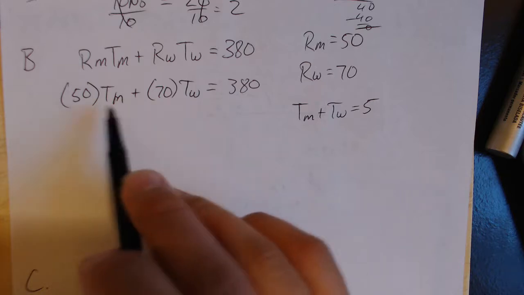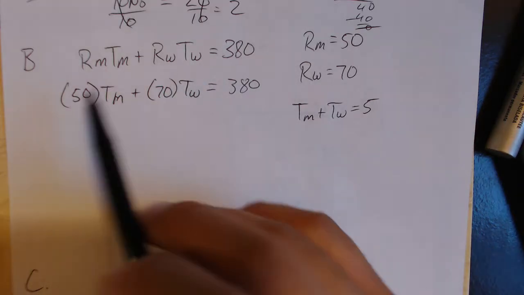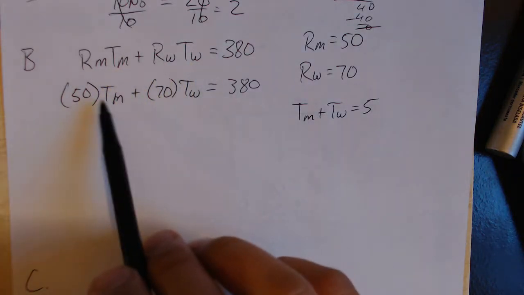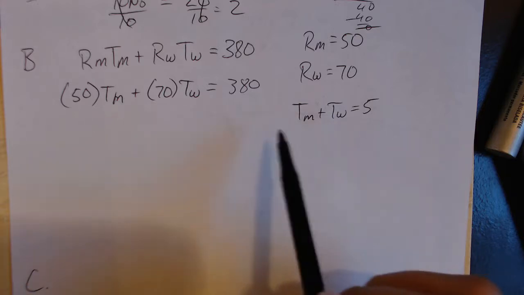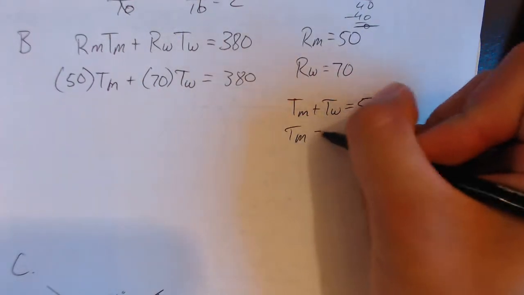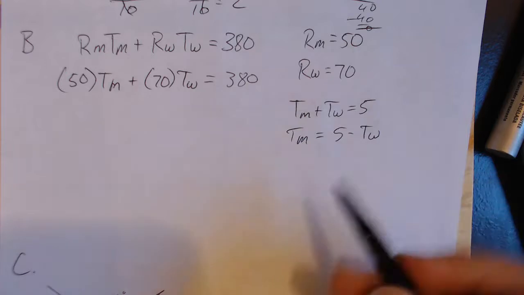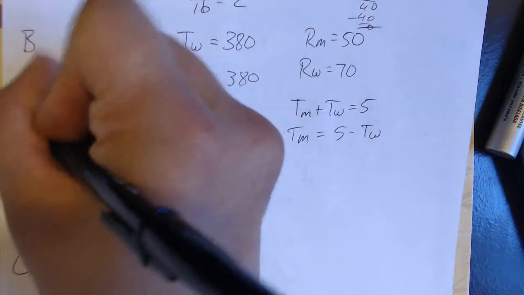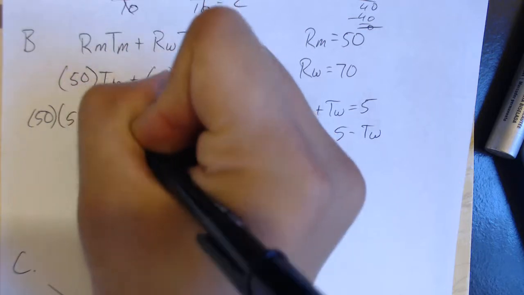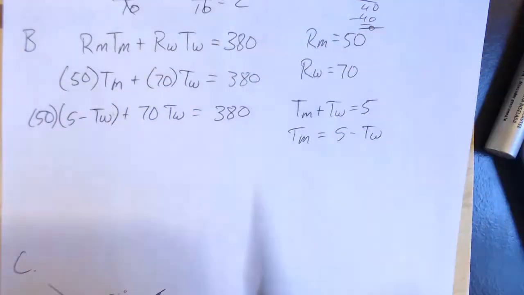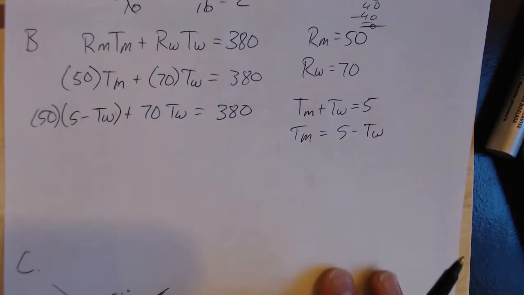Okay, now here the problem is the Tm and the Tw, they're not the same term. Since they're subscripted differently, they're different numbers. Another way to read these would be rate of m times time of m plus rate of w times time of w. So time of m and time of w are not the same, but we do have this relationship, time of m plus time of w equals 5. So if I solve this for one of them, like for example Tm equals 5 minus Tw, I now have a value for time of m, and I can substitute that in here. So then I've got 50 times 5 minus time of w plus 70 times time of w equals 380. I've now got one unknown, and I can solve.